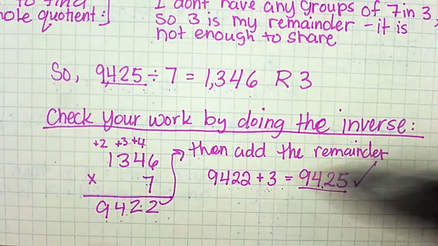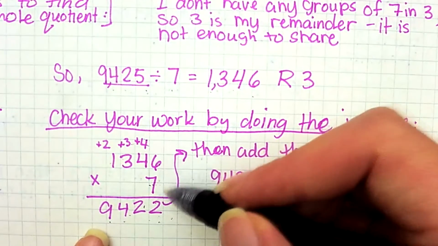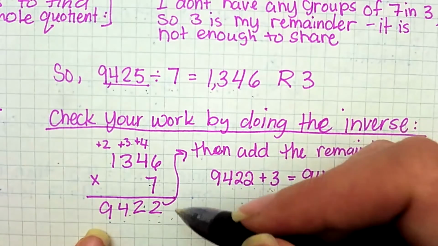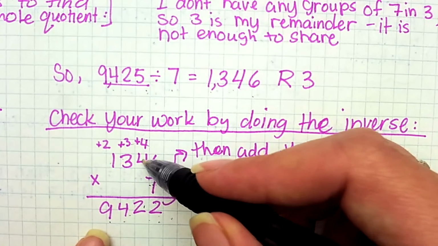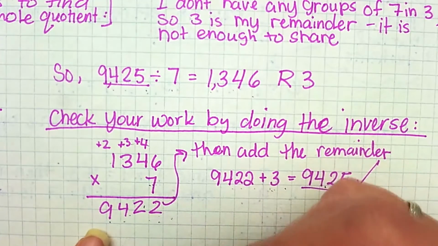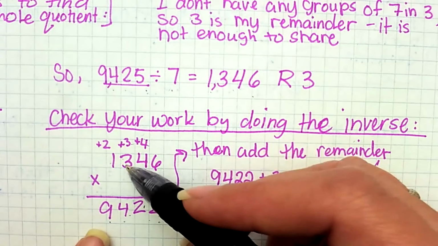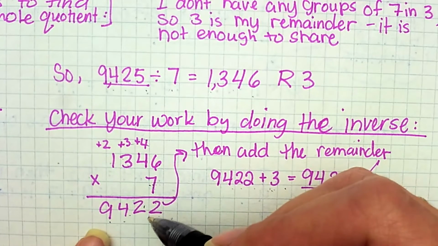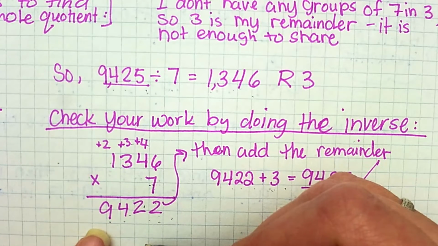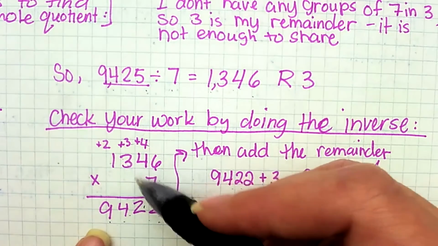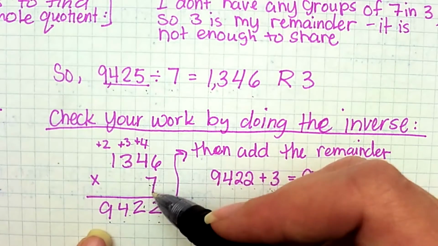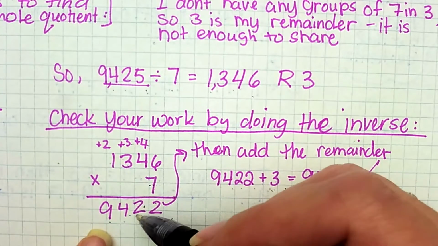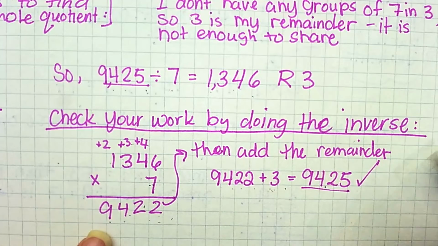If you wanted to do partial products, 7 times 6 is 42, so you would have put the entire 42. 7 times 40 would have been 280, so you would have listed 280 under that. 7 times 300 would give you 2,100. And then 7 times 1,000 would have given you 7,000, and then you would have added those together.